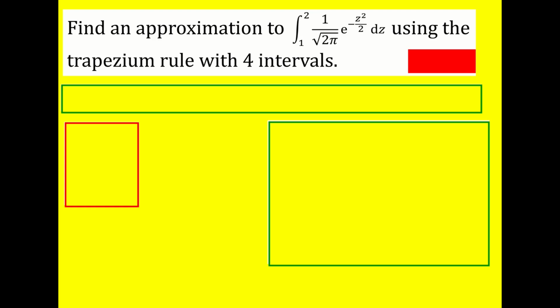My second starting question for the day is as shown. Find an approximation to this integral using the trapezium rule with 4 intervals. Instead of integrating with respect to x, I'm integrating with respect to z, but that's okay, there's nothing wrong with that. I've got an exponential, e to the minus z squared over 2, and I'm asking you to divide by this 1 over the square root of 2 pi. All will become clear why I'm asking you to do this.